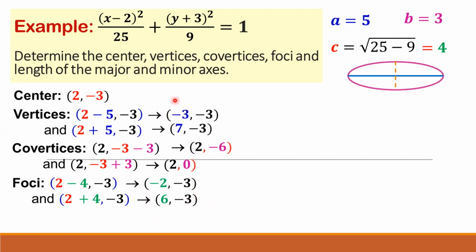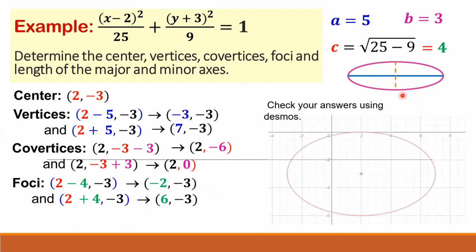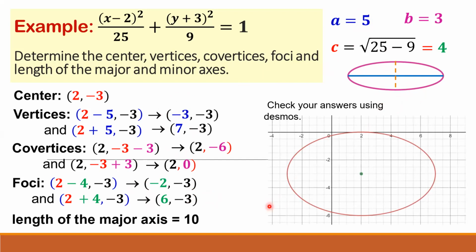Now we go to the length of the major and minor axis. All we have to do is just multiply this by 2. Right? Twice of that. This is 5, this is another 5. So that means the length of the major axis is 10, 5 plus 5. And the length of the minor axis, this is 3, this is another 3, or just multiply this by 2. That will be 6. Okay?